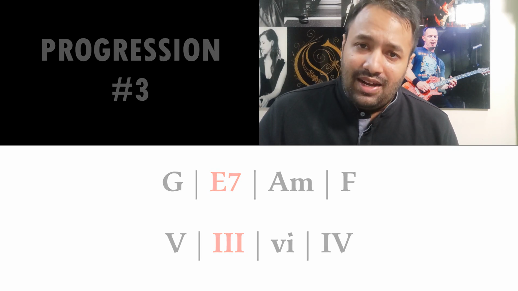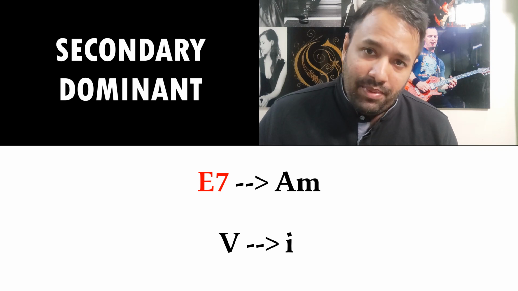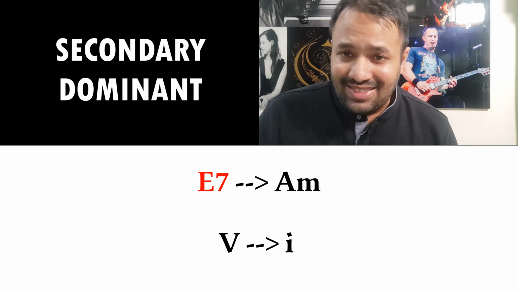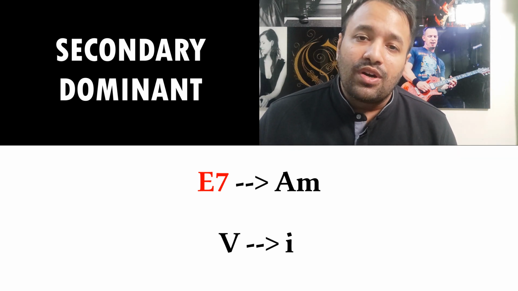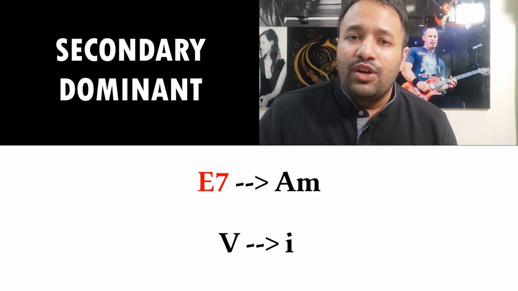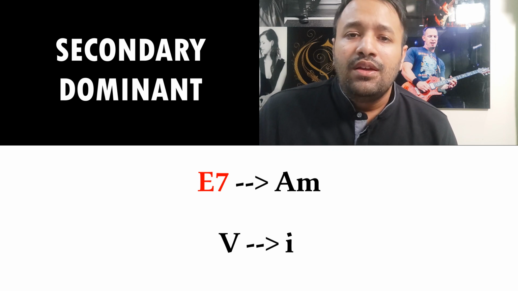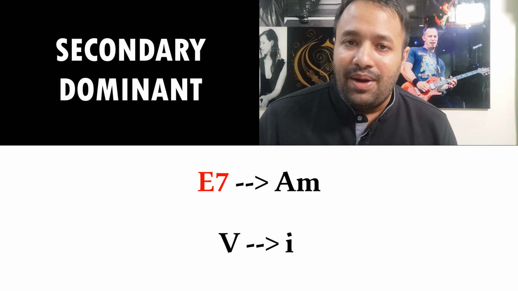About that E7, again this is a 5 to 1 cadence, and E can be placed before an A minor because it is a 5 to 1 relationship. This chord is called a secondary dominant, secondary dominant to the A minor chord. So E7 going to A minor introduces a very interesting sound and an interesting tension that adds a lot of character and depth to the composition. So we have a G going to the secondary dominant, targeting the A minor, then back to the F.